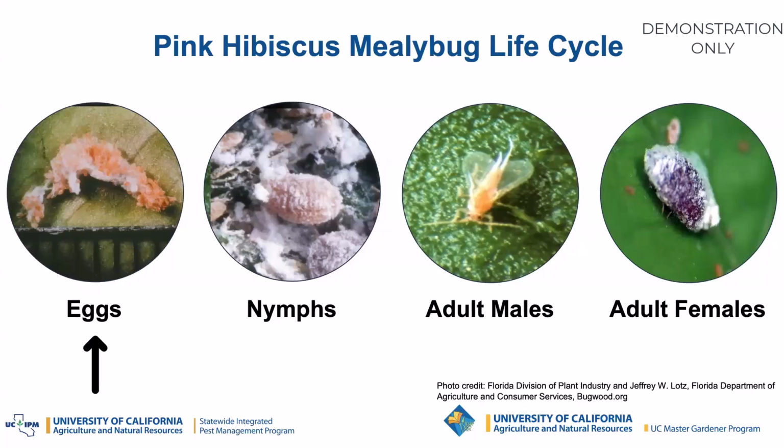The pink hibiscus mealybug life cycle includes eggs, nymphs, which are the immature life stages, and adult males and females. Many of the life stages are small or difficult to spot. We will go over the entire life cycle and highlight the most important characteristics for identification. Let's start with the eggs.